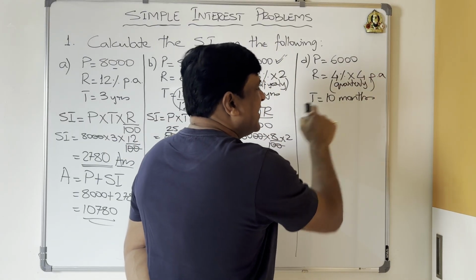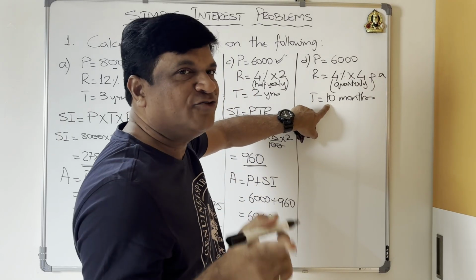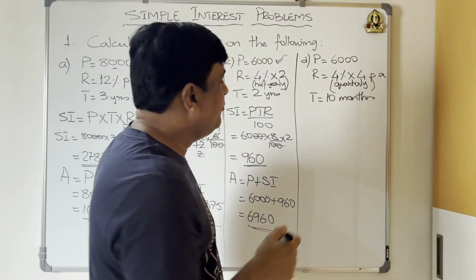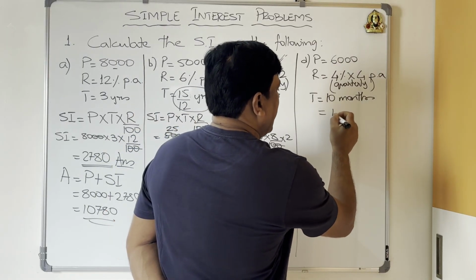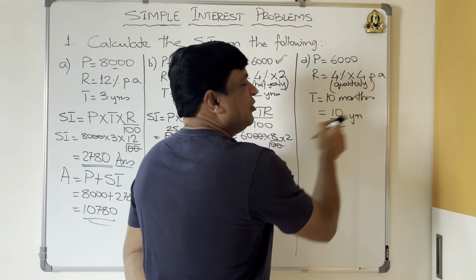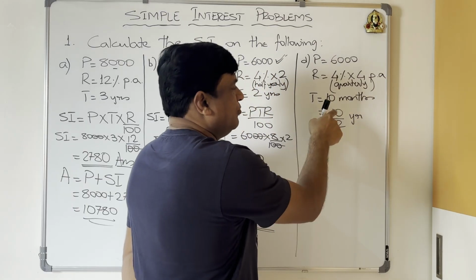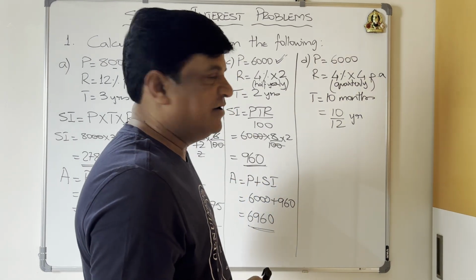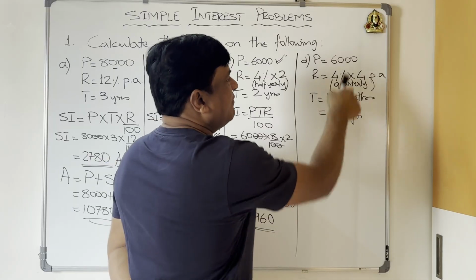Okay. And in the second variation, what they have given is time in months. When it is given in months, how do you convert into a year? It is 10 by 12 year. I'm going to write it as year because it's less than 1. The numerator is lesser than the denominator, so it will be less than 1. That's why year, not years. Okay, so we have everything over here.